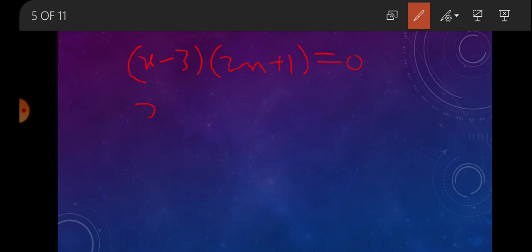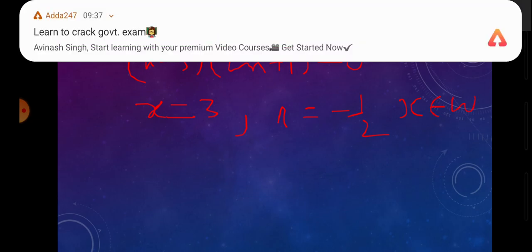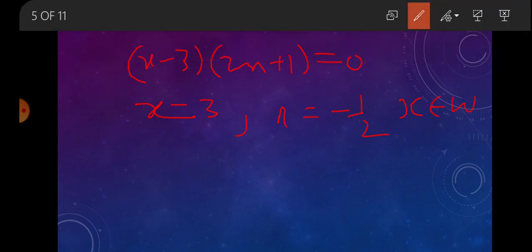When you equate, we get x is equal to 3 and x is equal to minus 1 by 2. Now since initially I told you that x belongs to whole numbers, this will come into play in the final answer. Whole numbers start from 0, 1, 2, 3 and so on, so this negative solution can't be included, so we will leave x equals minus 1 by 2. So your original solution will be x is equal to 3.